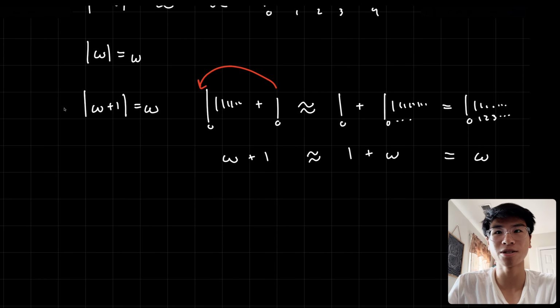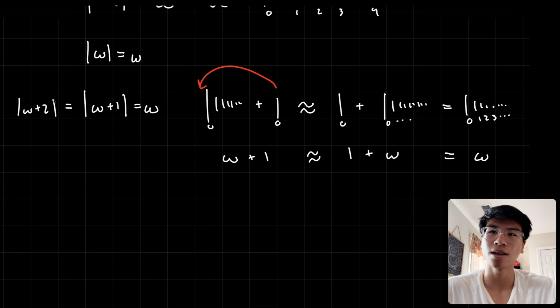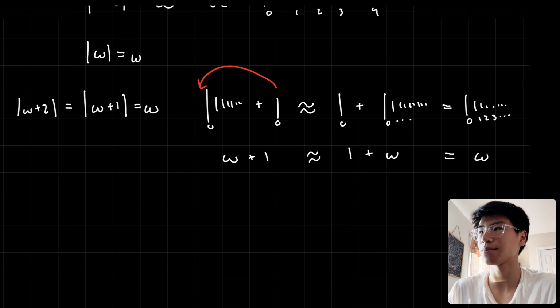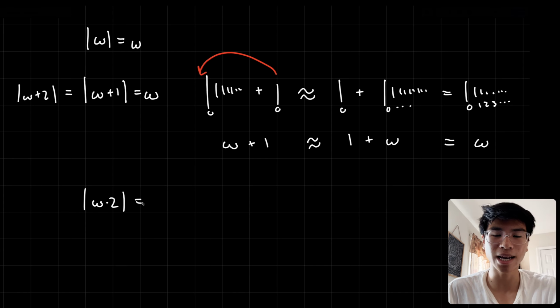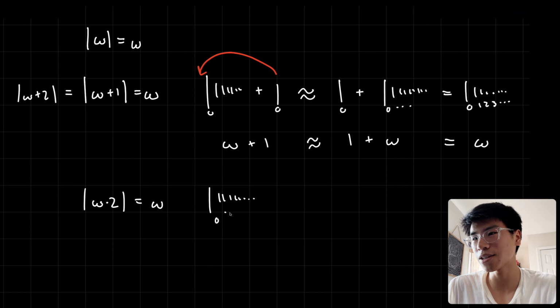And so we have a similar thing for omega plus 2, omega plus 3, omega plus 4. They all have the cardinality of omega. If we try to go a little bit higher, say omega times 2, the cardinality of omega times 2 is actually just omega. Omega times 2 is like having two sets of ordinals, just like this.